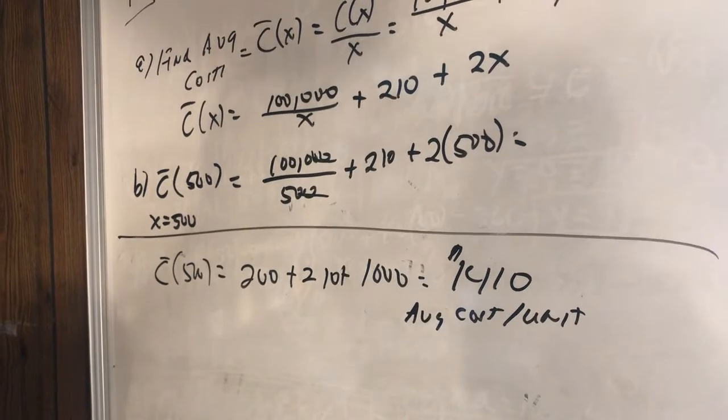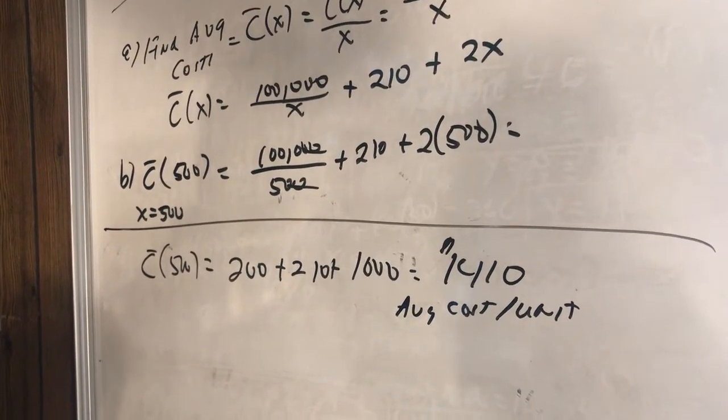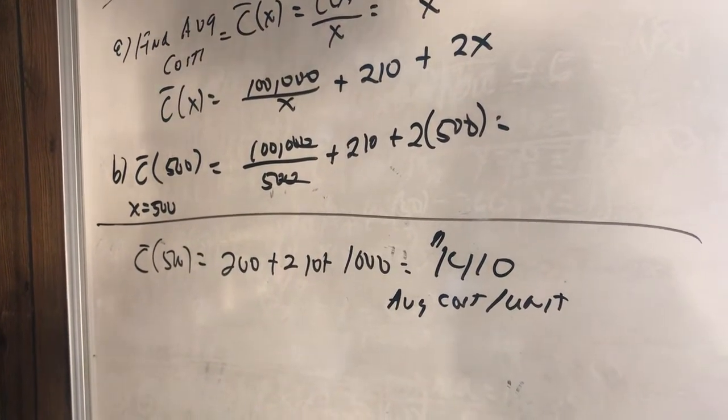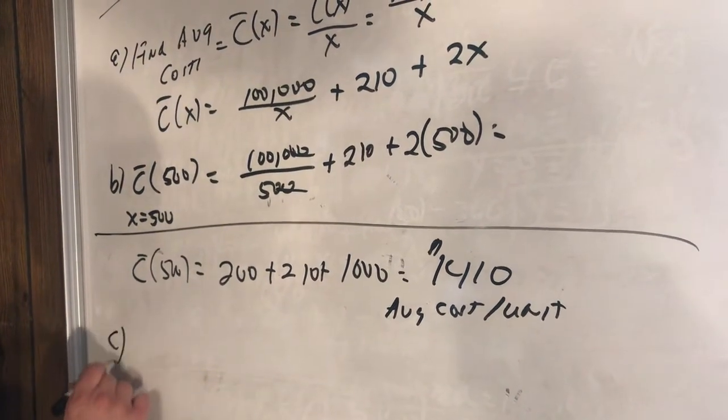All right, it says graph the average cost function. Find its minimum value. So you want to graph this.